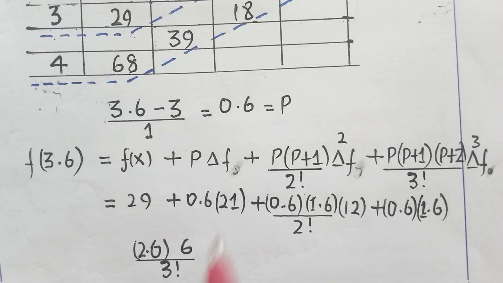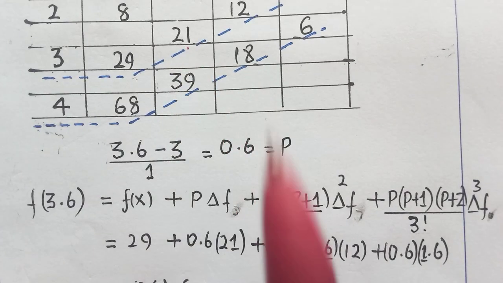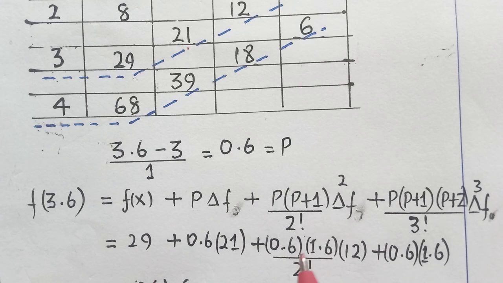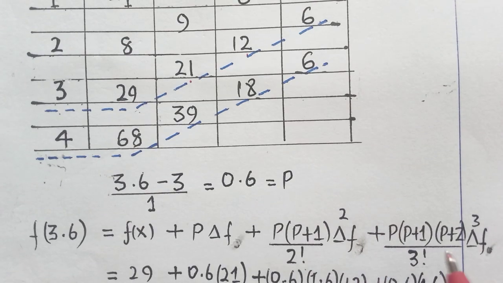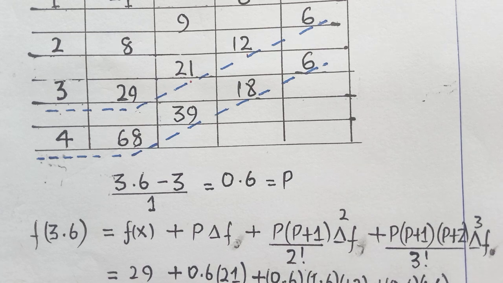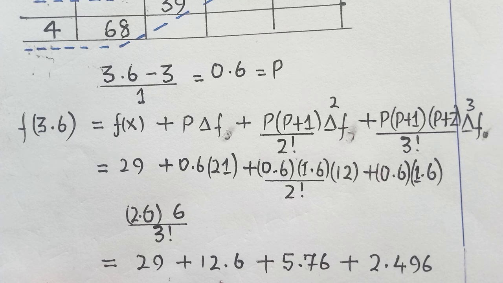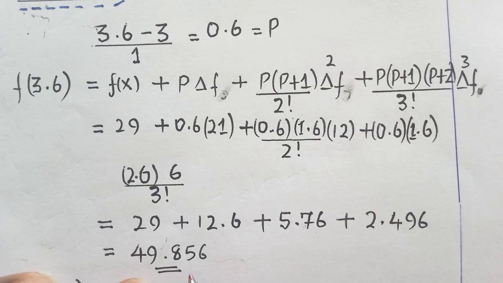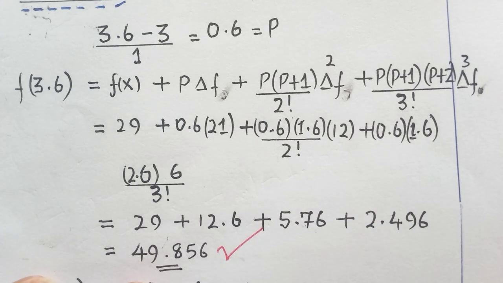And this is what now, guys, I have replaced here. For the first derivative, we had 21. 21 can be seen here, because this one was 29. For the second derivative, we had 12. It is here. And for the third derivative, that is supposed to be 6. So when we work out that one, guys, we shall now be able to get 29 here, 12.6, then we have 5.76, 2.496, and then finally we get 49.856. And this is now our solution.